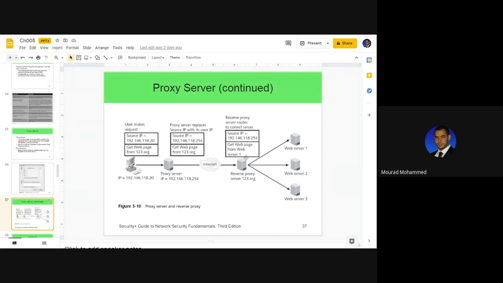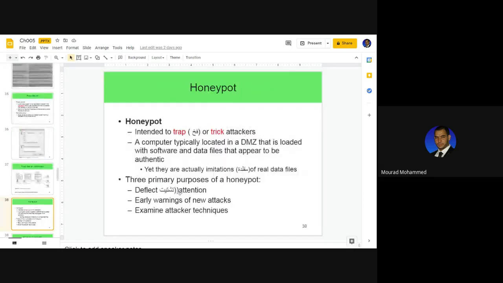Will the response be rejected? No. The proxy will play the role of the reverse proxy. What is the reverse proxy? It will rematch the response's destination IP address, which is this 192.146.118.254, with the original IP address, which is 192.146.118.20, and this proxy will deliver the response to the destination. This is the role of the reverse proxy. Any questions?